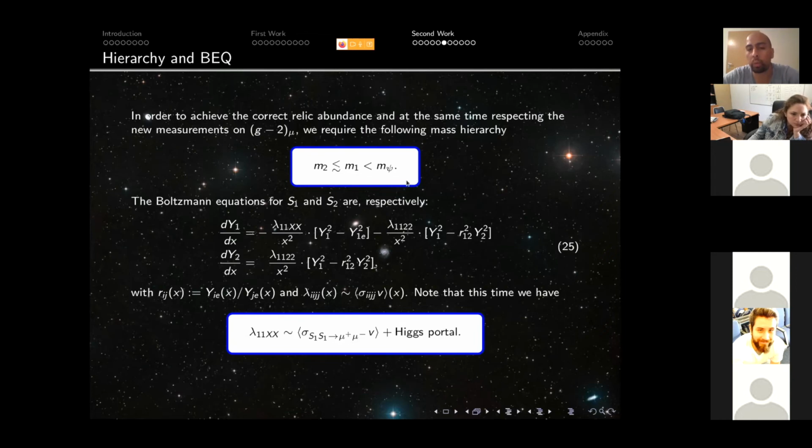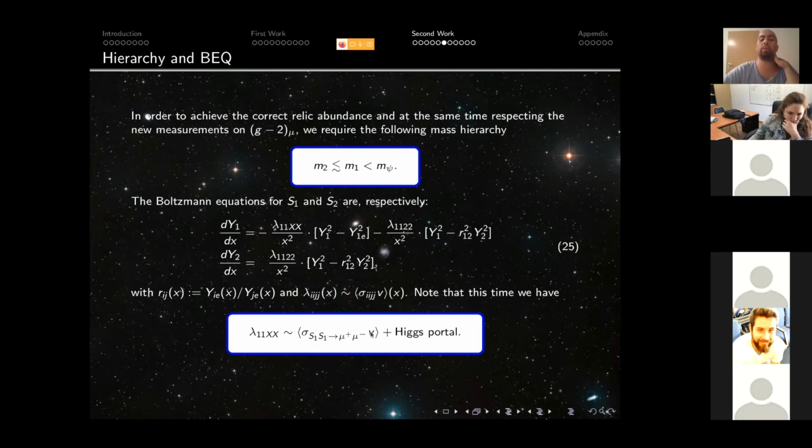Otherwise, you will have an unstable S1. It would decay into the vector-like fermion, the vector-like lepton, and a muon. So this is the set of Boltzmann equations. Now, the only difference is that we have in this lambda 1,1xx a new interaction, a t-u channel, in which the S1 particle annihilates into a pair of muons. So plus Higgs portal corrections.